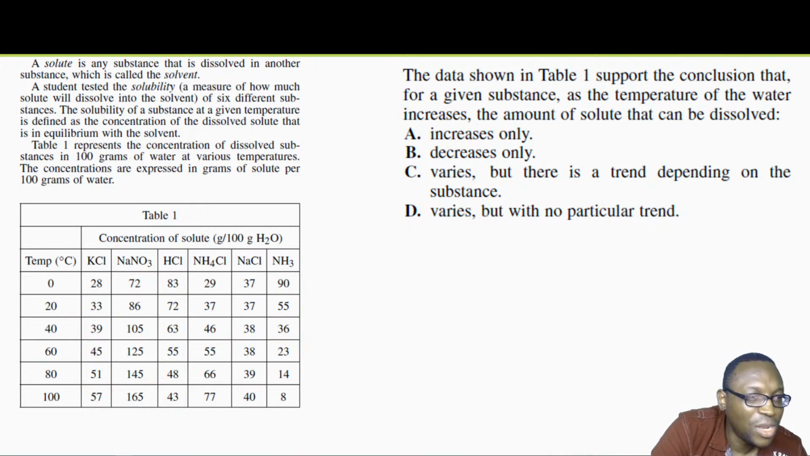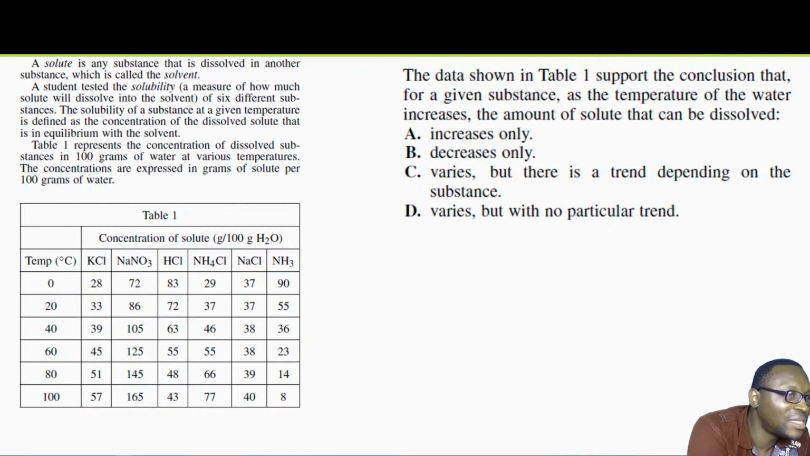So here we're asking, what is the specific behavior of this table? What conclusion can we come to based on the data in the table? So let's look at the options that we have. The first one says it increases only. Let's see if that's true. I can see an increase here, I can see an increase here, but there's a decrease here, so that doesn't work. And that also means decreases only doesn't work.